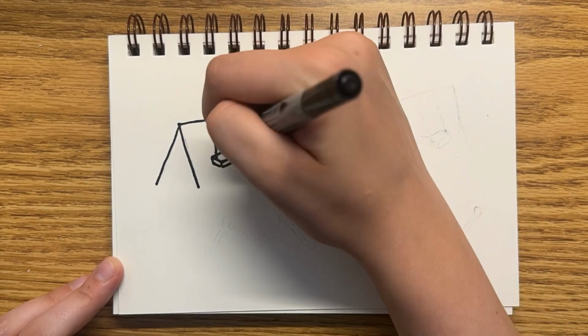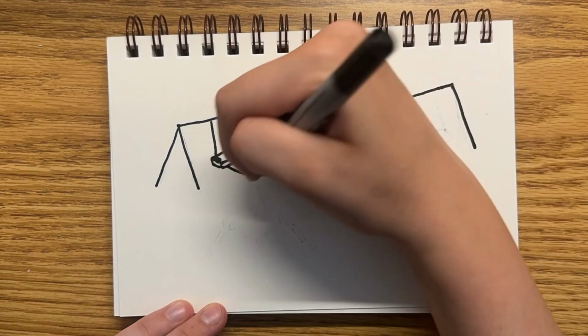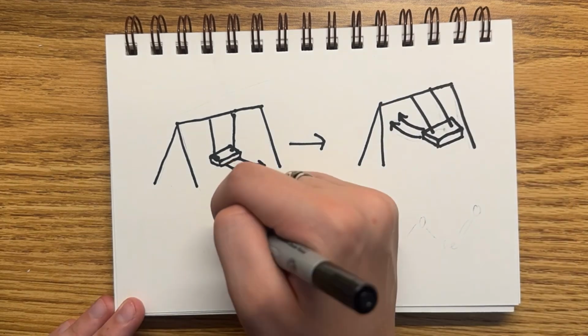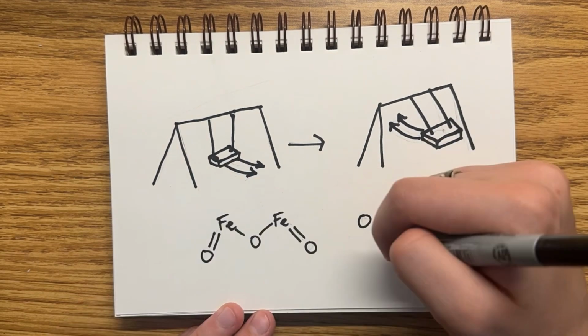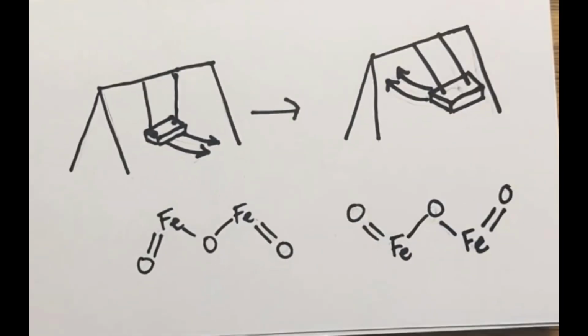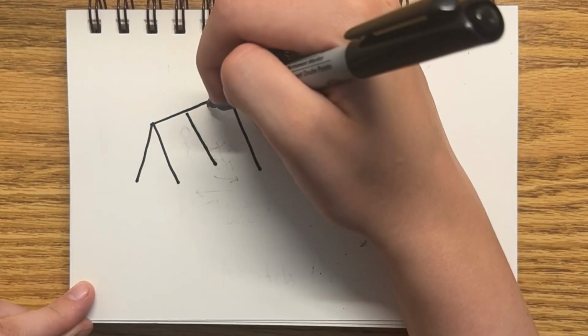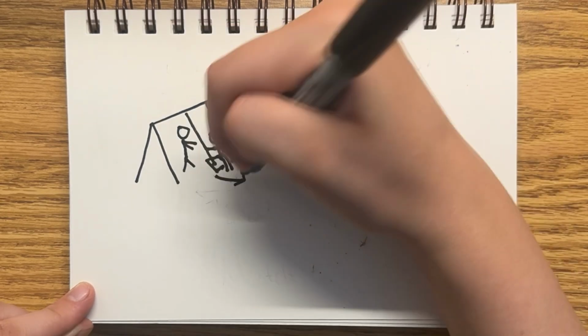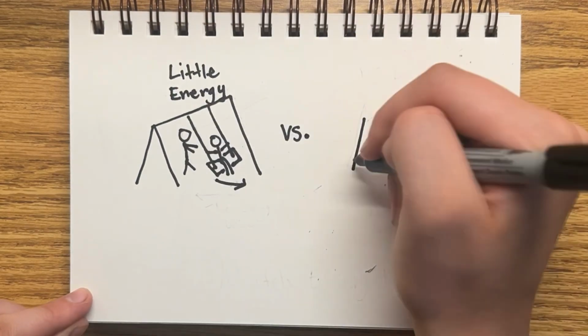When you push the swing, it goes back and forth at a certain frequency. This natural back and forth motion is similar to how electrons in iron oxide behave. Just like the swing has a preferred back and forth motion, the electrons in iron oxide also have natural frequencies. Now, if you keep pushing the swing in time with its natural rhythm, it will swing higher and higher because you're adding energy exactly when the swing needs it.